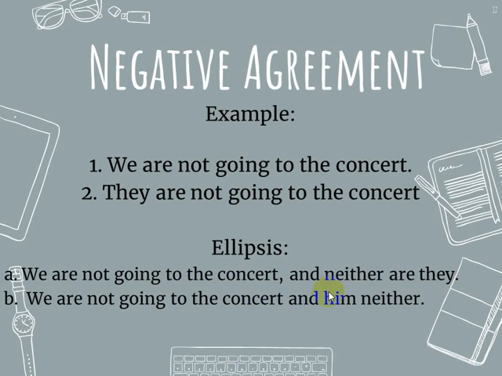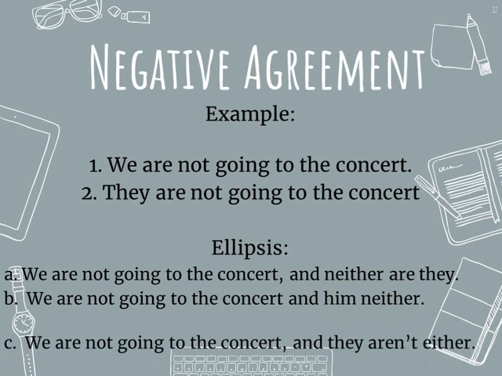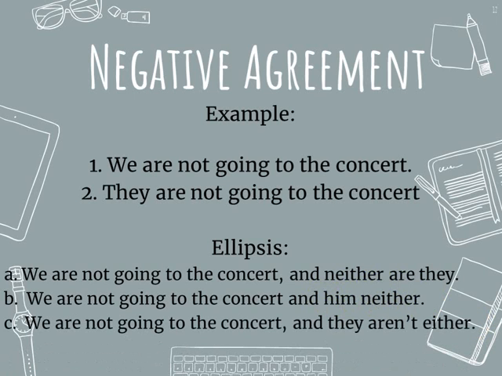We can also use this kind of neither with object plus neither, but this is not a formal form, or we call it an informal form. And the third one, we are not going to the concert and they are not either. So here you can see the difference. In neither, the second clause is a positive sentence. And if you use either, the second clause is a negative sentence. This is the not. And in neither are they, we don't see not.